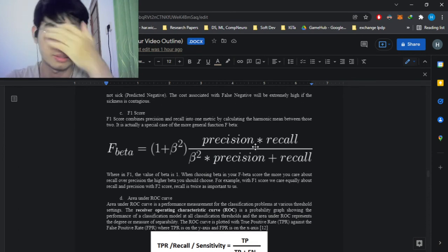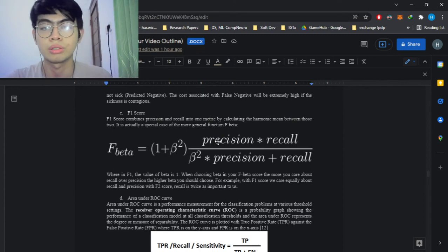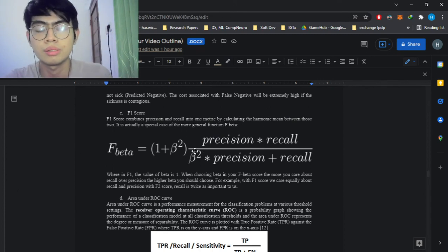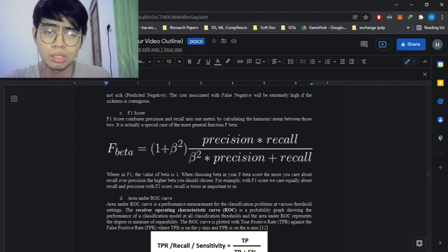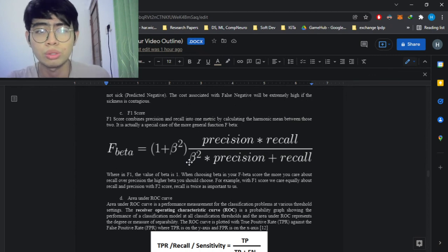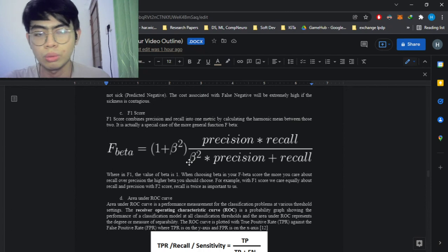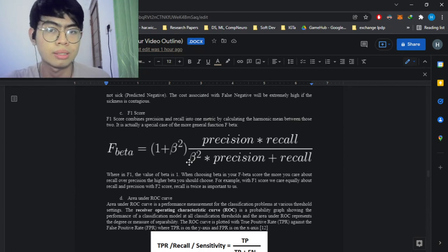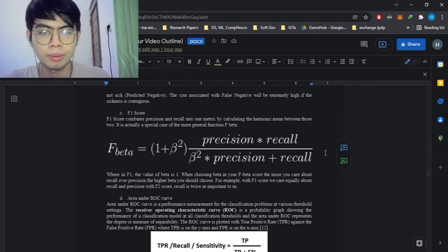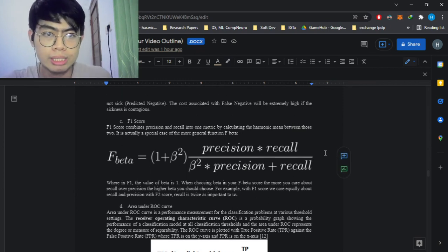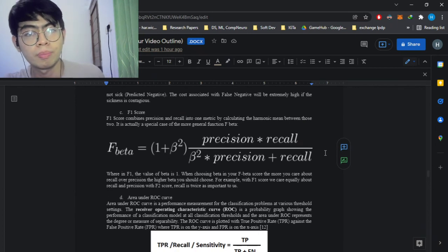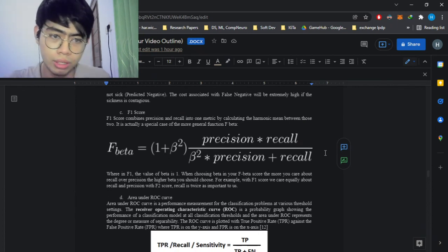So this is the more general function, but usually we just skip the general function and just use beta equals 1. So it would be like the F-beta score equals (1 plus beta squared) times precision times recall over beta squared times precision plus recall. So that's pretty much it for recall and F1 score.